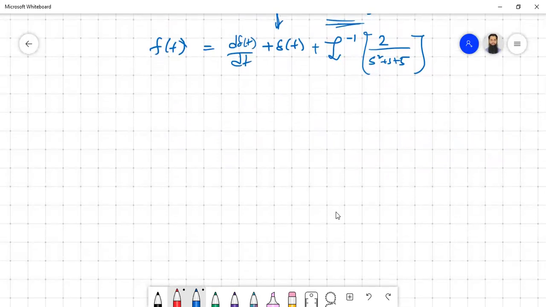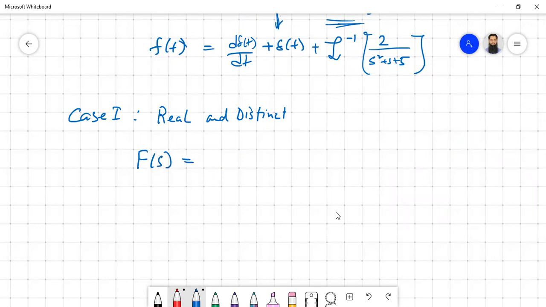So first case is case 1. Case 1 is basically real and distinct roots, so both the roots are real as well as distinct. In that case, how to deal with it? We'll first try to give one example, then we'll try to generalize the formula for that. So say we have F(s) equal to 2 by (S plus 1) times (S plus 2).